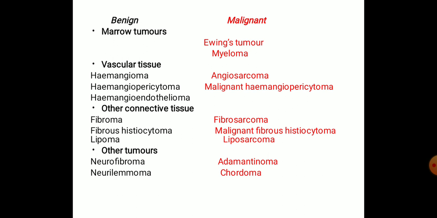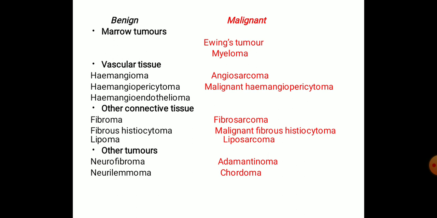And we have other connective tissues which are found either in the joint capsule or the structures which are related to the bones. The benign ones are fibroma, fibrous histiocytoma, and lipoma. The malignant ones are fibrosarcoma, malignant fibrous histiocytoma, and liposarcoma.